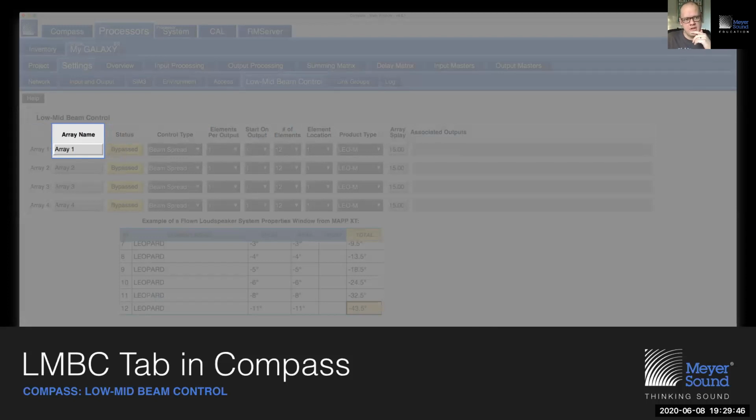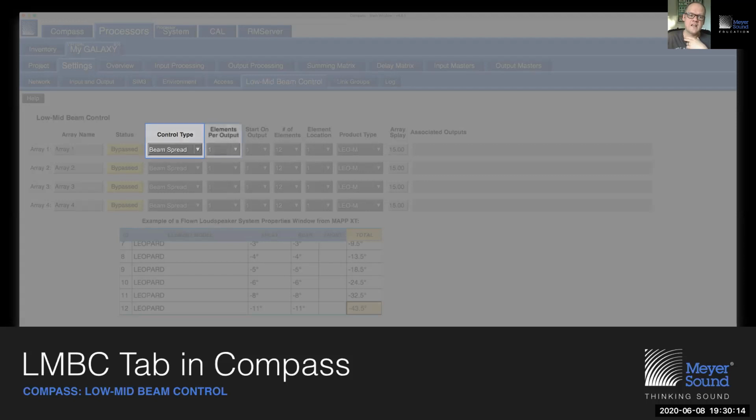Of course, as you already saw me do in map, I can bypass the array or I can take it out of bypass if I desire to do so. And then under control type, we have to decide whether we want to do a spread or whether we want to do a tilt. That's where you choose your strategy. So in the second example, we did a steer up, whereas in the first example, we did a beam spread.